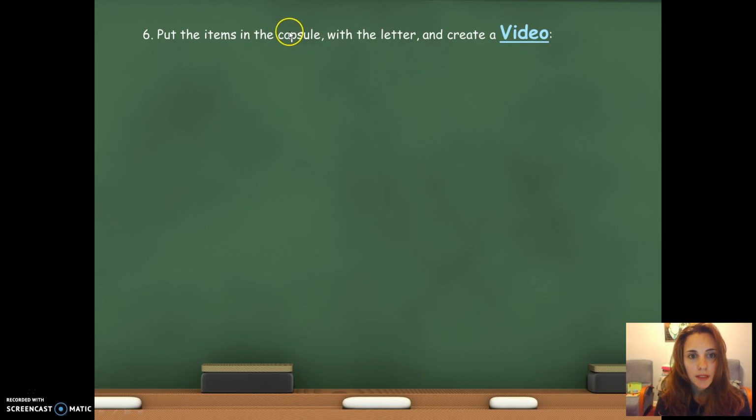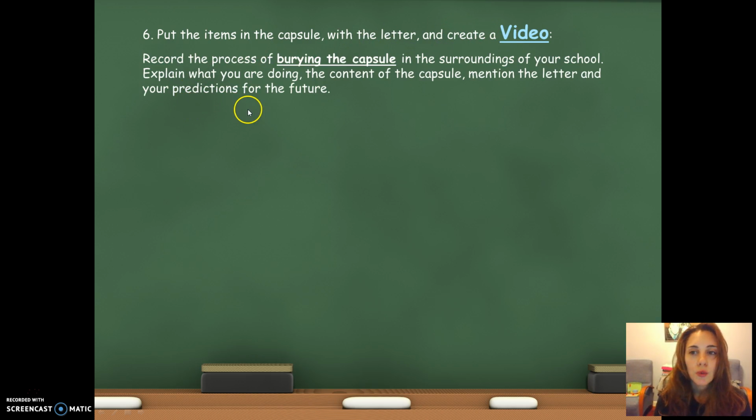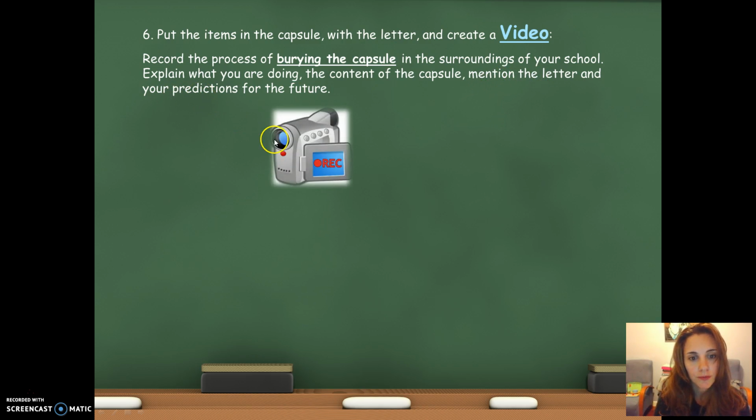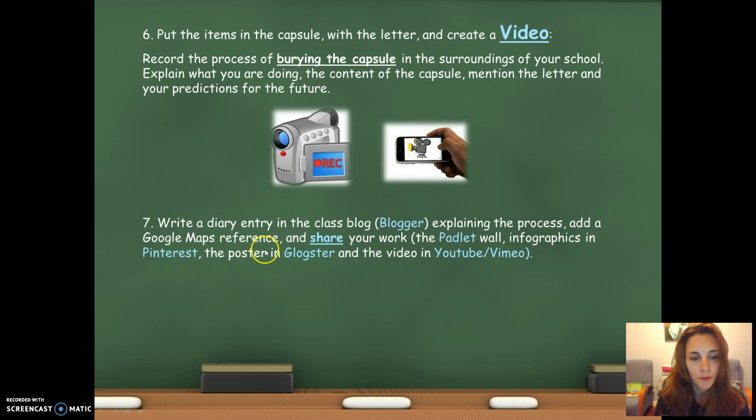6. Put the items in the capsule together with the letter and create the video. You will have to record the process of burying the capsule. You can bury it, for example, in the playground of your school. And you have to show what you're doing, the content of the capsule. You have to mention the letter too, and talk about your predictions for the future. You can do it with a video camera or with your smartphone.